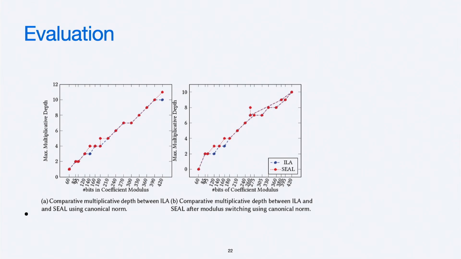On the right hand side, we have the graph which represents the multiplicative depth computation using ILA's inference algorithm for modulus switching. SEAL doesn't support bootstrapping, so we didn't have a chance to test bootstrapping. We only tested modulus switching. And here we can see that the results are more or less the same, or SEAL exceeds ILA's multiplicative depth by only 1 multiplication.